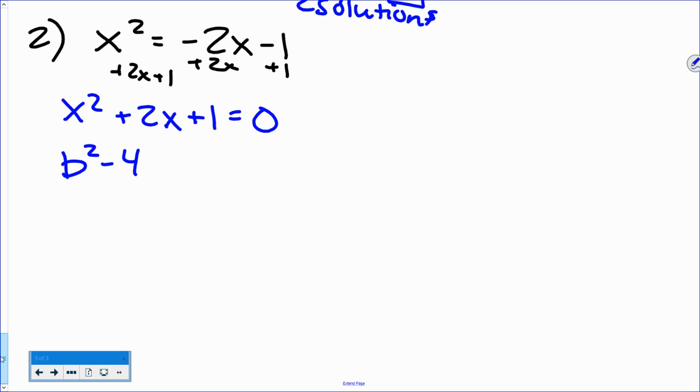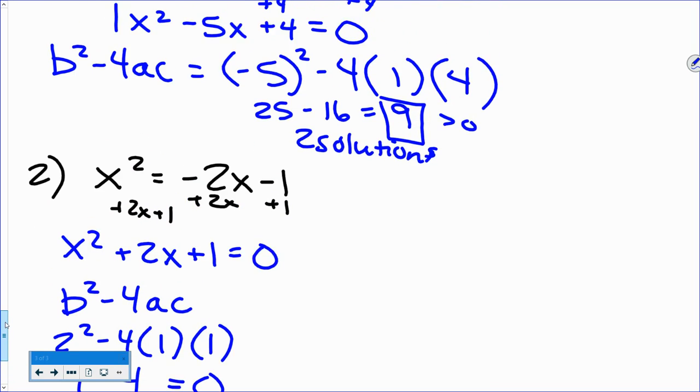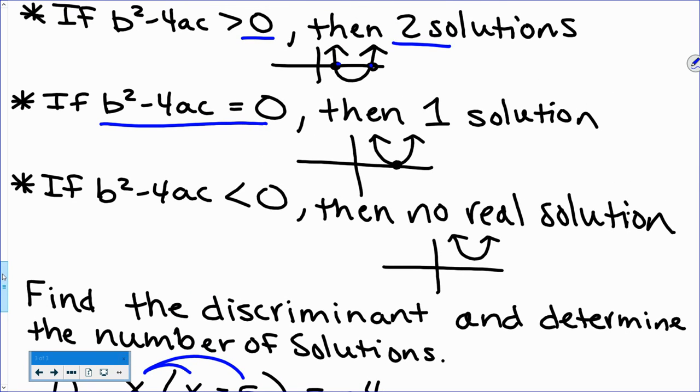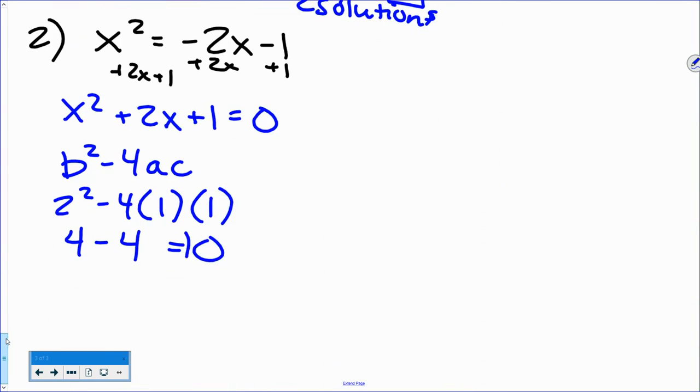So for my discriminant, my b is 2, my a is 1 again, my c is 1. 2 squared is 4, 4 times 1 is 4, 4 minus 4 is 0. Okay, so we said above, if my b squared minus 4ac equals 0, then there would only be 1 solution. So I would type in 0 for my discriminant, and then I would select that there is 1 solution.